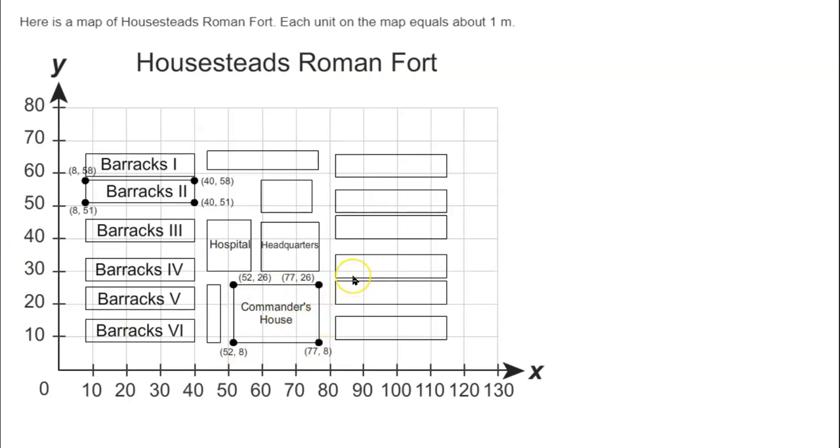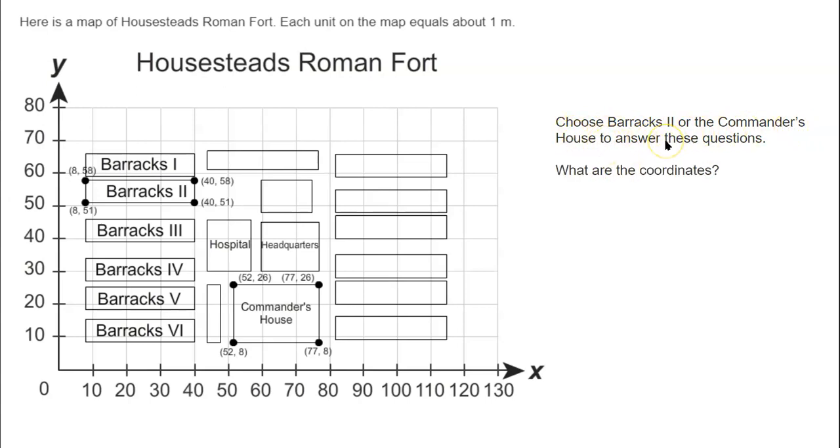Let's see what this writing assignment's going to ask us. Okay, so we get a choice in this one. Choose Barracks 2 or the commander's house to answer these questions. What are the coordinates? So the first thing that we're going to do is say the coordinates of either Barracks 2 or the coordinates of the commander's house.